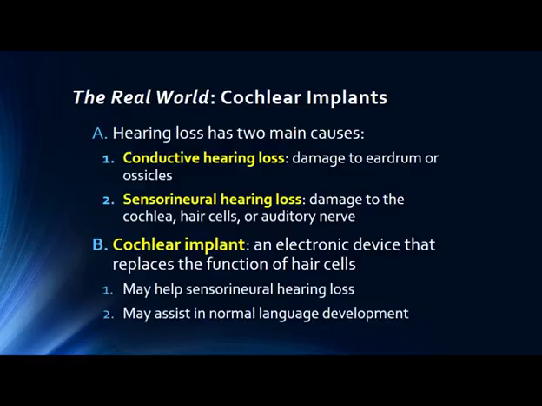In the event that there is damage early on, they will oftentimes put in cochlear implants. So this helps with that sensory neural hearing loss and assists in normal language development. Because the sooner you can get infants hearing well, the more rapidly they will develop language. Their language will sound normal. They'll be able to mimic sounds. Kids learn language at very young ages, and so this is a way in which to assist that.